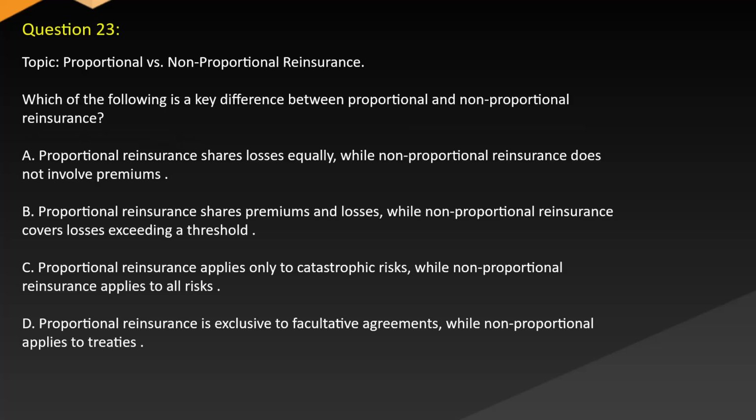begins. Question 23. Topic: Proportional versus non-proportional reinsurance. Which of the following is a key difference between proportional and non-proportional reinsurance? A. Proportional reinsurance shares losses equally, while non-proportional reinsurance does not involve premiums. B. Proportional reinsurance shares premiums and losses, while non-proportional reinsurance covers losses exceeding a threshold. C. Proportional reinsurance applies only to catastrophic risks, while non-proportional reinsurance applies to all risks. D. Proportional reinsurance is exclusive to facultative agreements. Non-proportional applies to treaties.